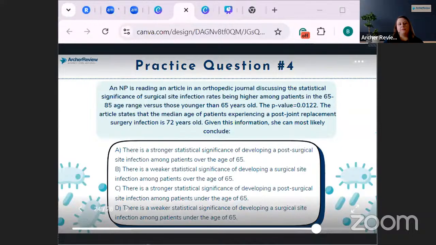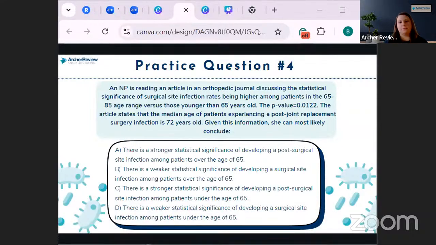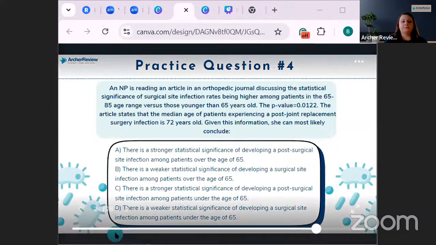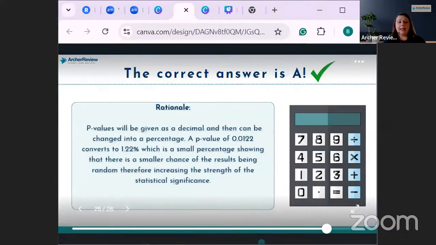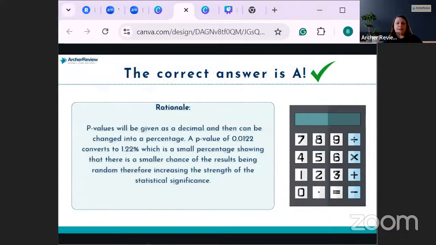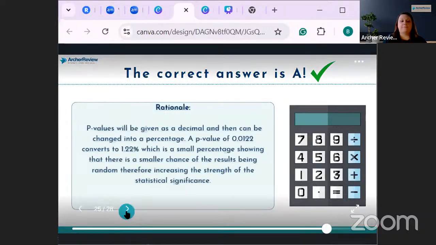So what are you thinking here? So your p-value, what's the importance of your p-value? Can you remember back to when we first started talking about the p-values? If you said A, you're absolutely right. P-values will be given as a decimal and then be converted to a percentage. A p-value of 0.0122 converts to 1.22%, which is a small percentage showing that there is a smaller chance of the results being random. Therefore, this is going to increase the strength of the statistical significance. So remember, we talked about how those p-values, we want them to be as small as possible, right?